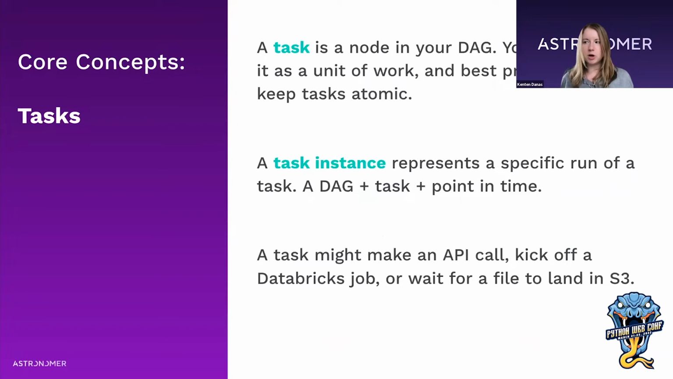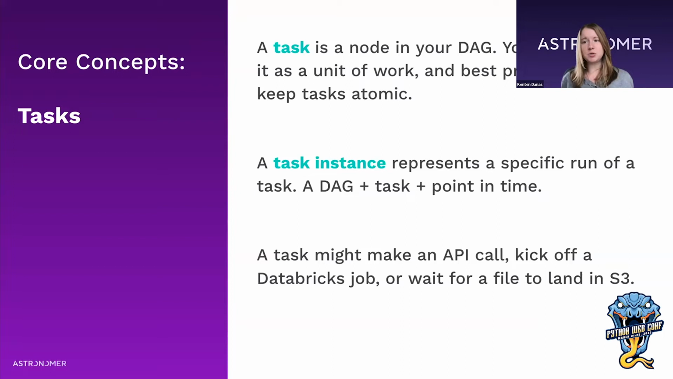Diving in a level deeper, you have tasks. So again, a task is a node in your DAG. You can think of it as a single unit of work. So best practice is to keep tasks atomic. And then when you actually run your DAG, so run your data pipeline, you'll have a task instance. That represents a specific run of that task. So for a DAG, for a task, for a point in time, that's a task instance. You'll see that sometimes as TI, like in code, that's what that's referring to.